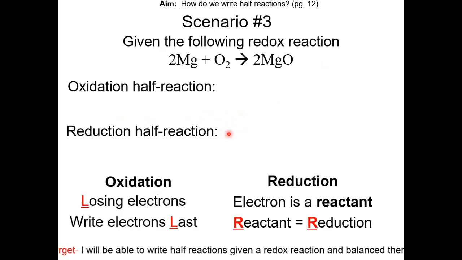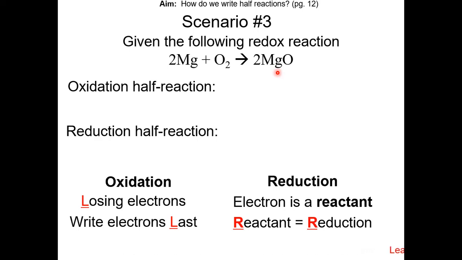In scenario 3, you have compounds now. Let's first figure out which element is being oxidized and reduced. Magnesium is being oxidized because it goes from 0 to +2. Oxygen is being reduced. It goes from 0 to -2. Let's first write the oxidation half reaction. Magnesium goes from 0 to +2. It loses 2 electrons. Therefore, the electrons are on the product side.